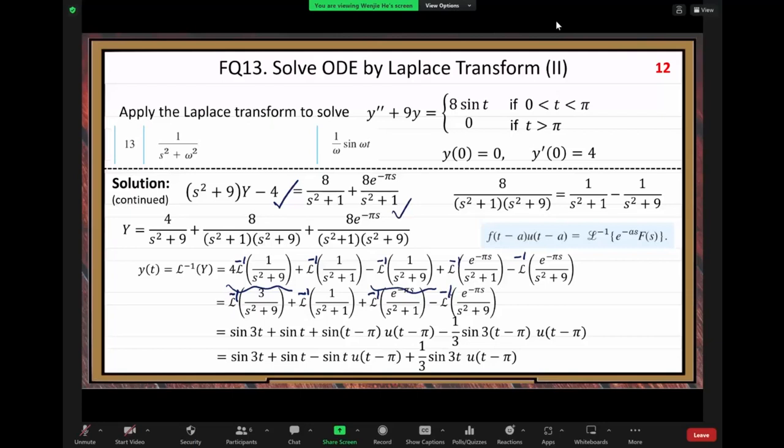Okay, that's that one, the solution for number 13. There are 2 more questions that we left last time. Today I have 2 new questions. After I finish the Fourier, fast Fourier transform, then I will talk about those 2 questions.